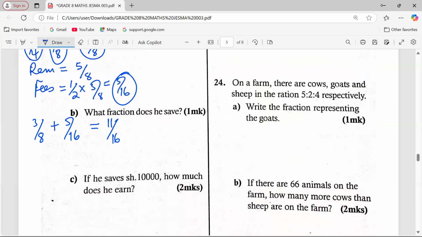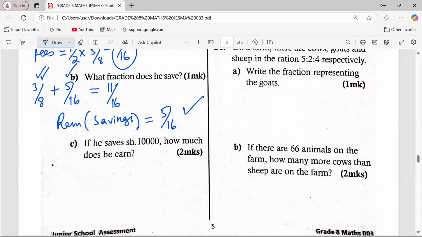This is when we add rent, food, and fees, then savings will be the remaining proportion. So the remaining goes to savings. If 11 over 16 has been used, then what remains is 5 over 16. Then we have 5 portions out of 16.